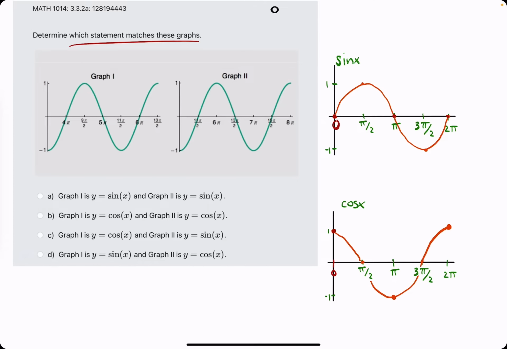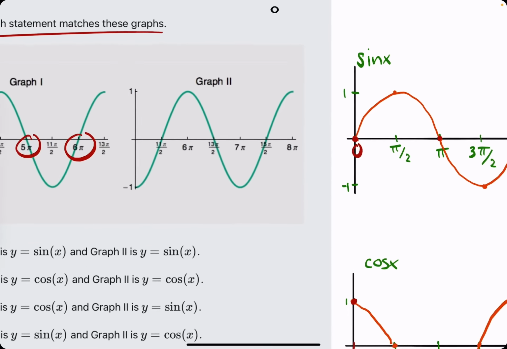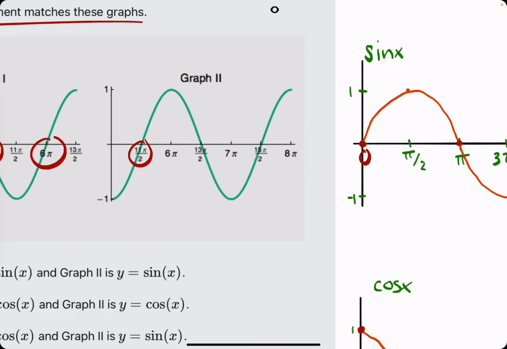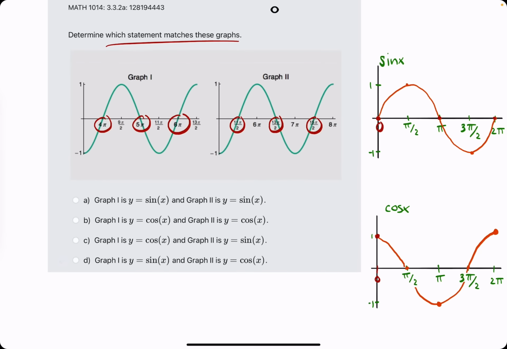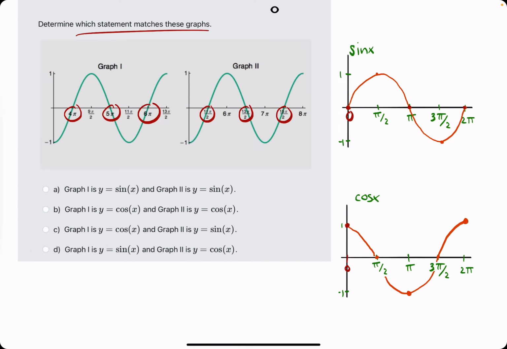So just with the x-intercept thing in mind, if sine of x is crossing the x-axis every whole number of pi, we have 4 pi, 5 pi, 6 pi where this function is crossing. Now on graph 2, it's half pi's: 11 pi over 2, 13 pi over 2, 15 pi over 2. It's not whole numbers like graph 1 is. So graph 1, intersecting at every whole number of pi, must be sine of x, while graph 2, intersecting at the non-whole numbers of pi, must be cosine of x.